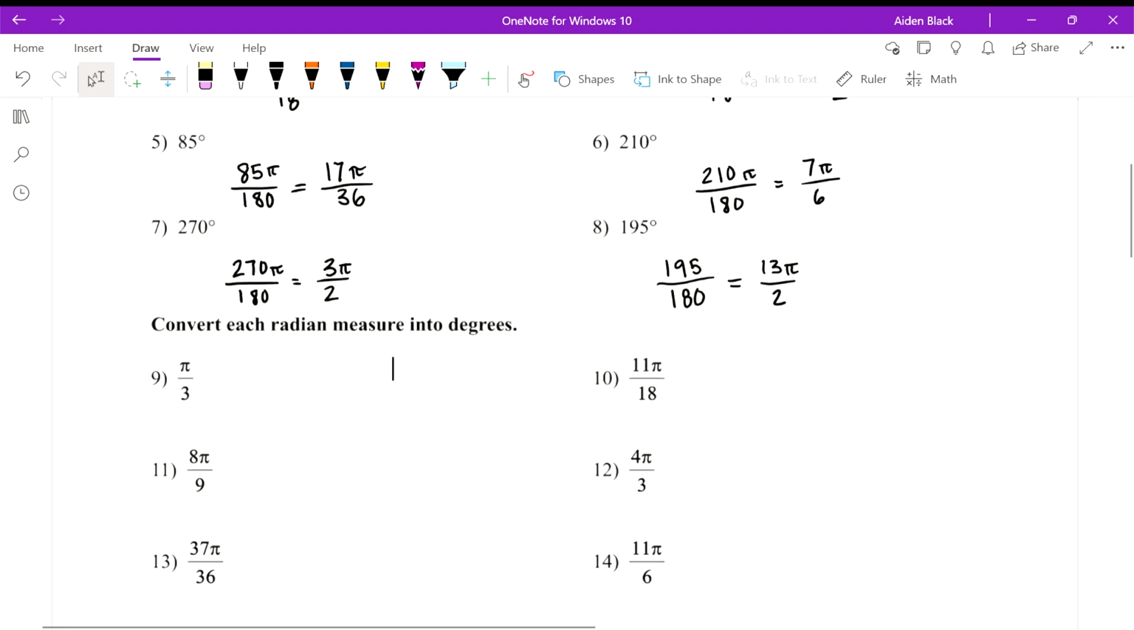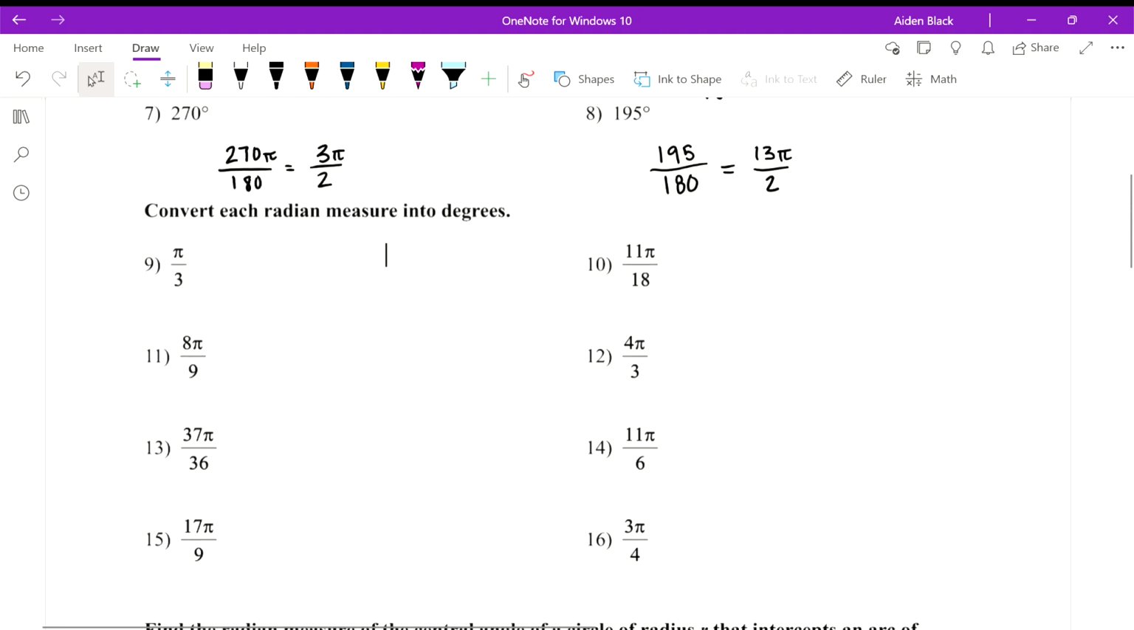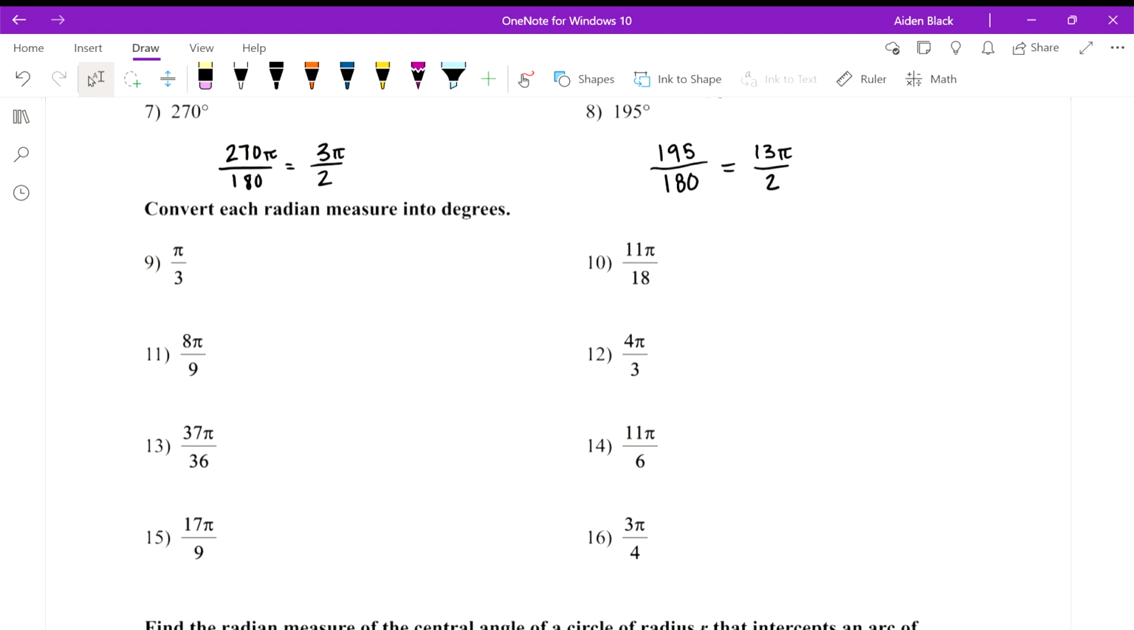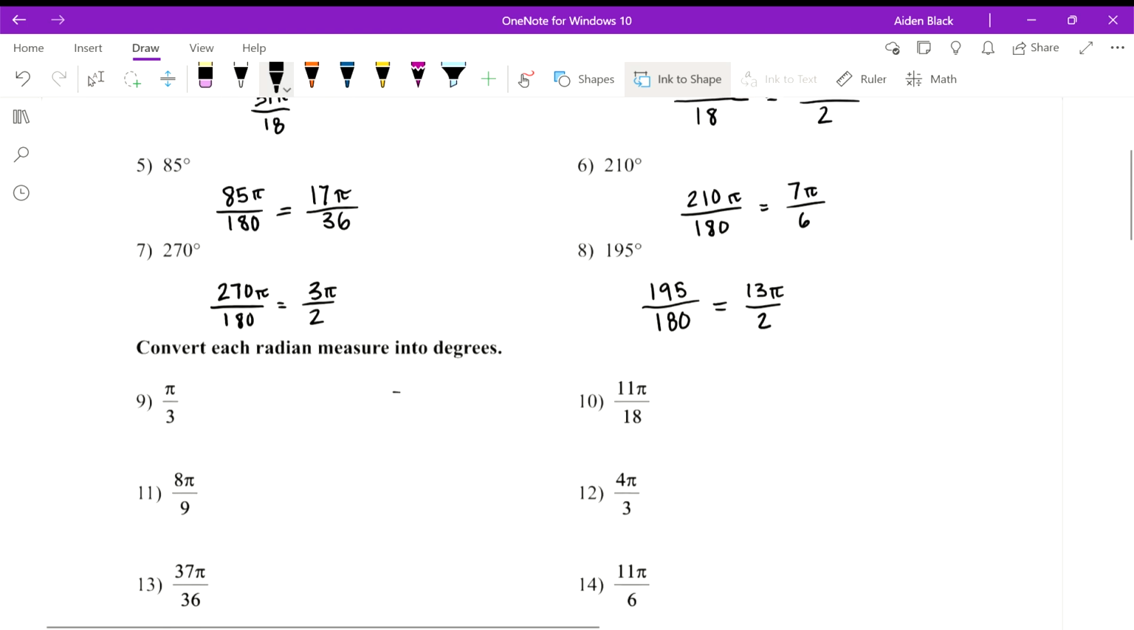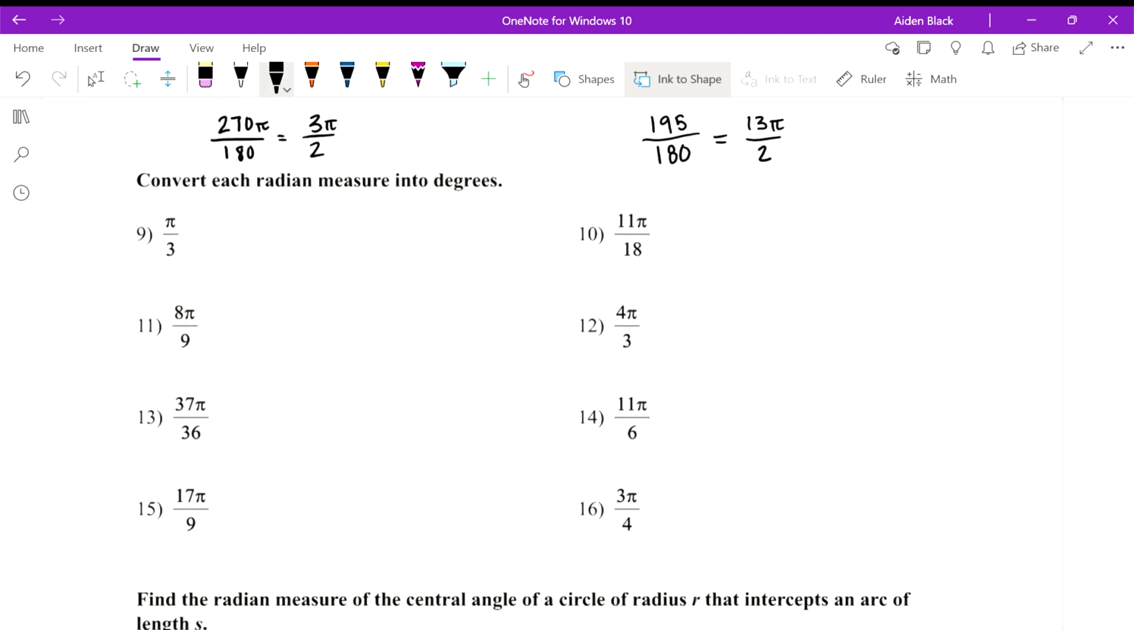Okay, so this is 4.8 radian measures, and I want to break down this idea so you can understand it more conceptually, because it'll help you quite a bit understanding the meaning.